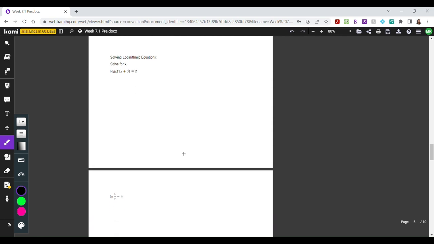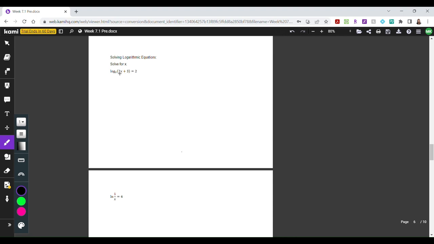All right, now on to solving logarithmic equations. So we are going to solve for x. It takes a lot of practice when solving logarithmic equations, but I'm going to show you a few questions on how to solve them. So for this one, we have log base 5 of (2x plus 3) equals 2. What I want to do in this case is, because my x is right here, transform this into an exponential function, right?